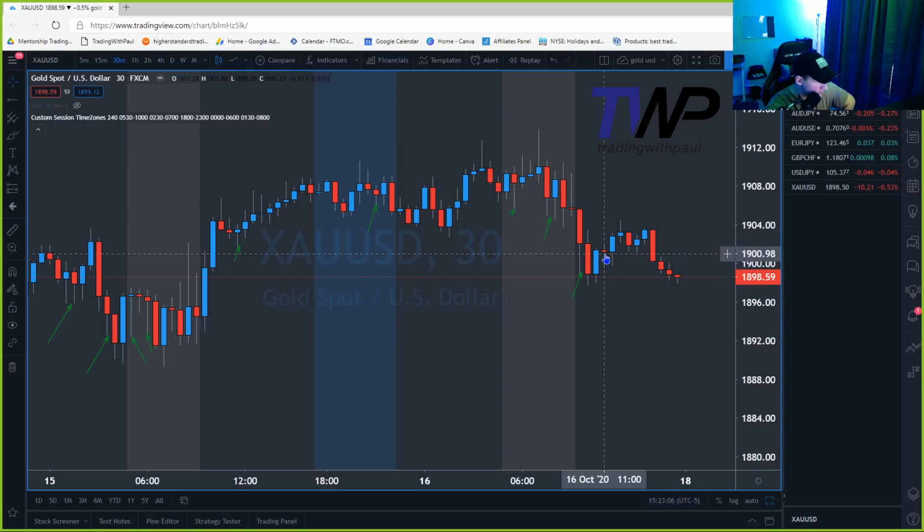Right here. This one was a winner. Yep, there's one right there. This one might have been a loser right here. Well, your stop would have been below there, and it would have gone up. You would have been okay on that one.